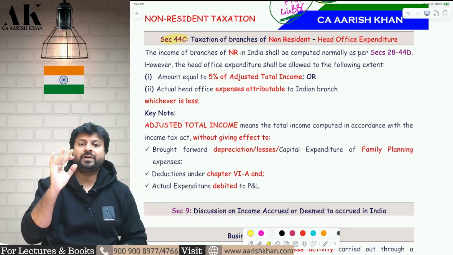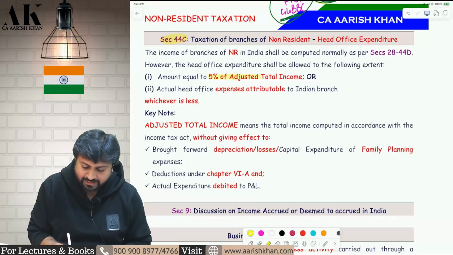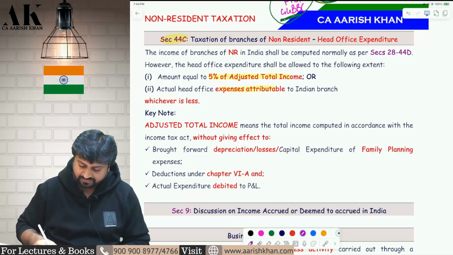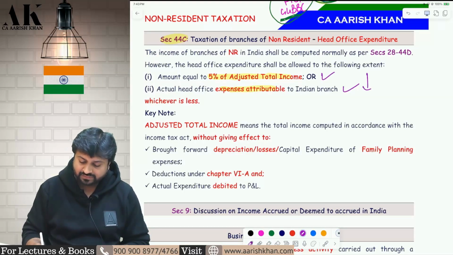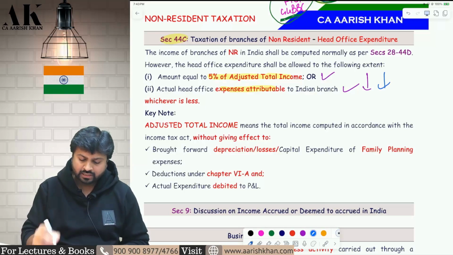They will allow you up to a particular percentage only. So, how much will they allow? They will allow you to the extent of 5% of adjusted total income or the expenses which are attributable to India, whichever is lower. So, 5% of adjusted total income or the expenses debited in the P&L in the form of head office expense, whichever is lower, that will be allowed.